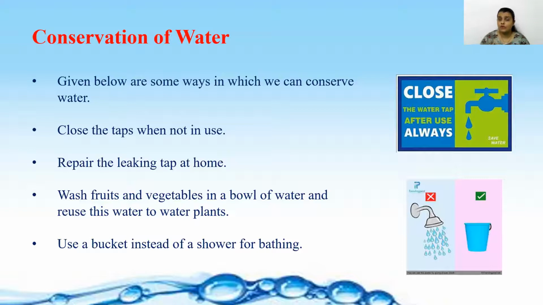So there are some ways in which we can conserve water. Close the taps when not in use. If there is leakage in the tap, you can repair it. Wash fruits and vegetables in a bowl of water and reuse this water to water plants. Use a bucket instead of a shower for bathing. If you use a shower, there will be wastage of water. Instead of that, you can use a bucket.